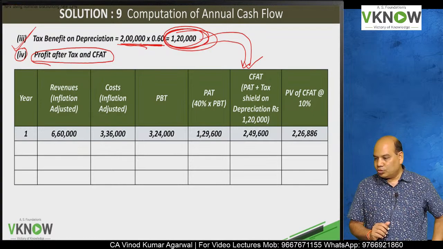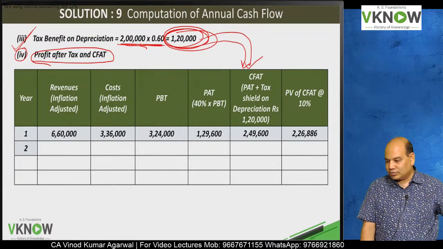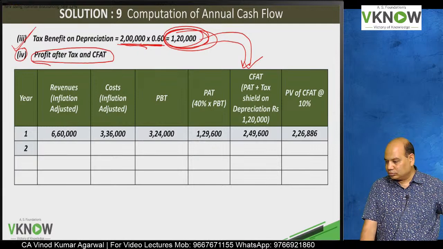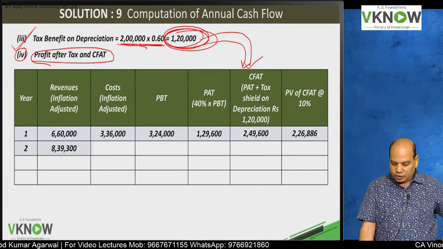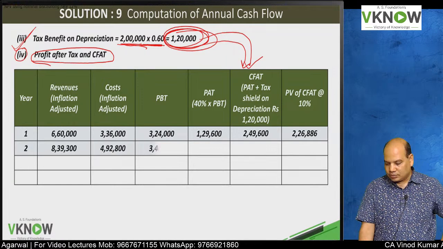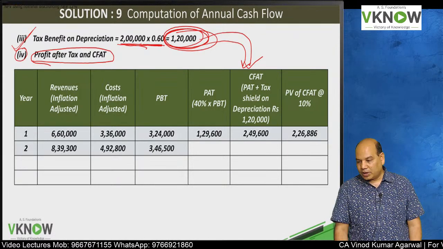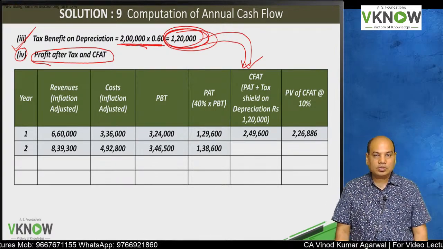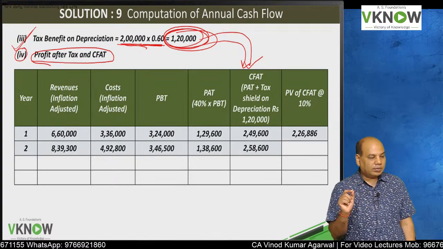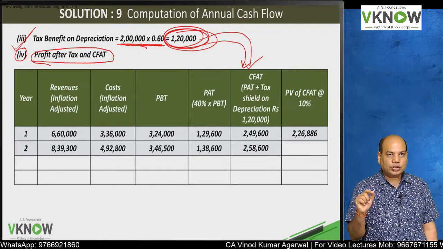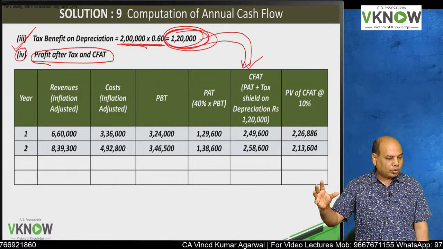Would you like to try year 2 yourself? Say yes or no. Okay. So year 2: previous step 1, revenue, cost after inflation, PBT, PAT 40%, add 1,20,000 for depreciation tax shield, divide by 1.10 equal to 2 times. Use memory plus also, because I have to take the total in the last line.